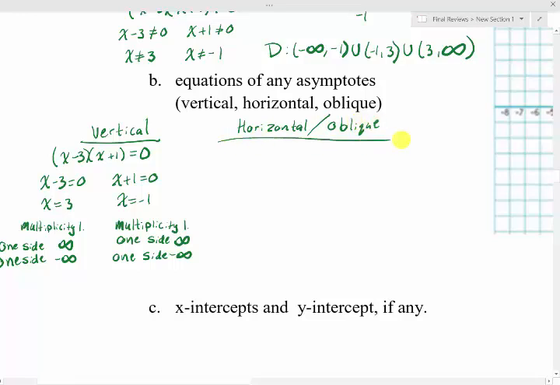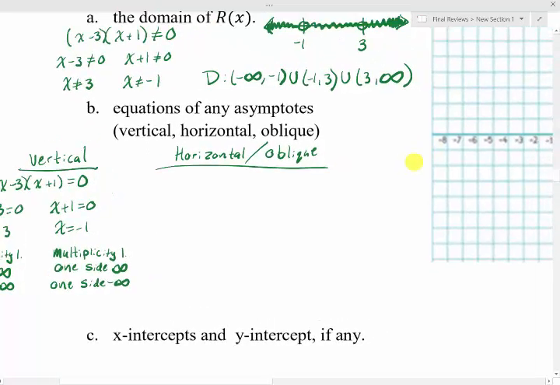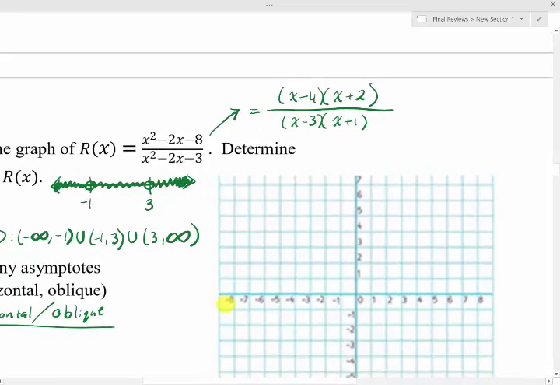Now, if you remember, we're going to use the degree of our numerator and the degree of our denominator to find out what the asymptote is going to be. So let's go back to our reduced rational function, which is the original one. The numerator has a degree of 2, and my denominator has a degree of 2. So remember, for the exam you're going to need to know what the different degree combinations will cause to happen.